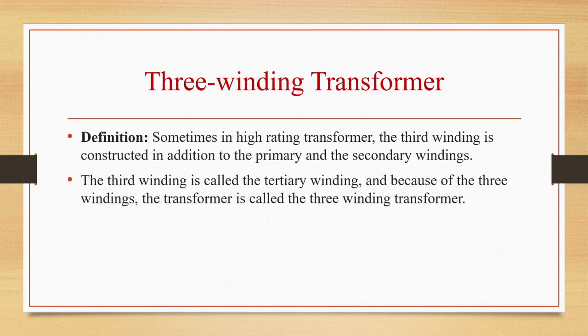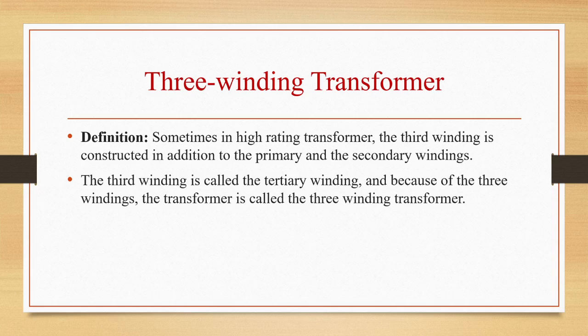Now let us see the 3-winding transformer. Let us see the definition of the 3-winding transformer. Sometimes in a high rating transformer, a third winding is constructed in addition to the primary and secondary windings. The third winding is called the tertiary winding, and because of the 3 windings, the transformer is called a 3-winding transformer.